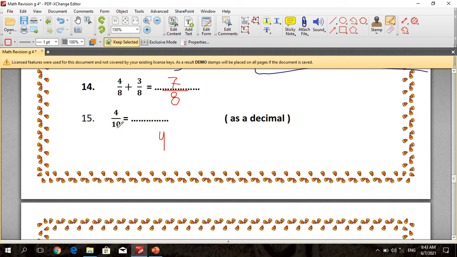And it's over 10. The 10 has 1 0, so that means we will put the decimal point after 1 digit. If it's over 100, that means we will put the point after 2 digits. But here it's over 10, so we will put the decimal point after 1 digit. We will put the decimal point here. And here we have an empty place. Don't make it sad, so we will put 0 here. Okay? That's it. So 4 over 10 equals 0.4.